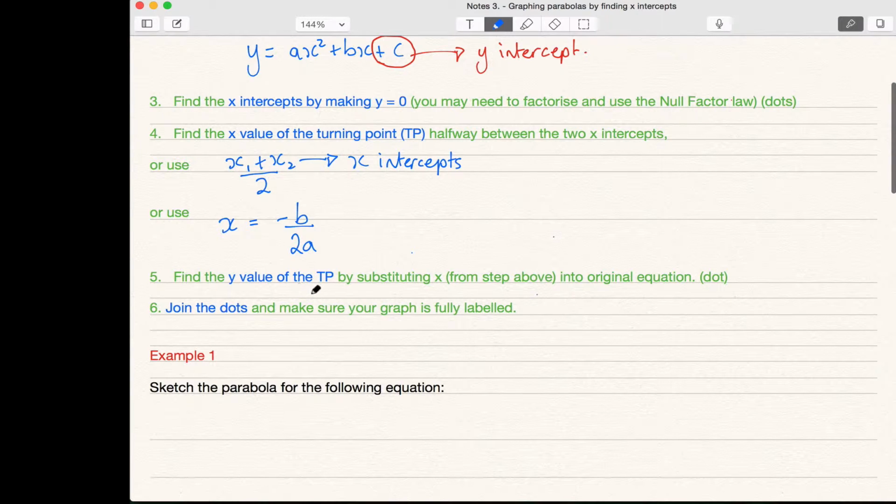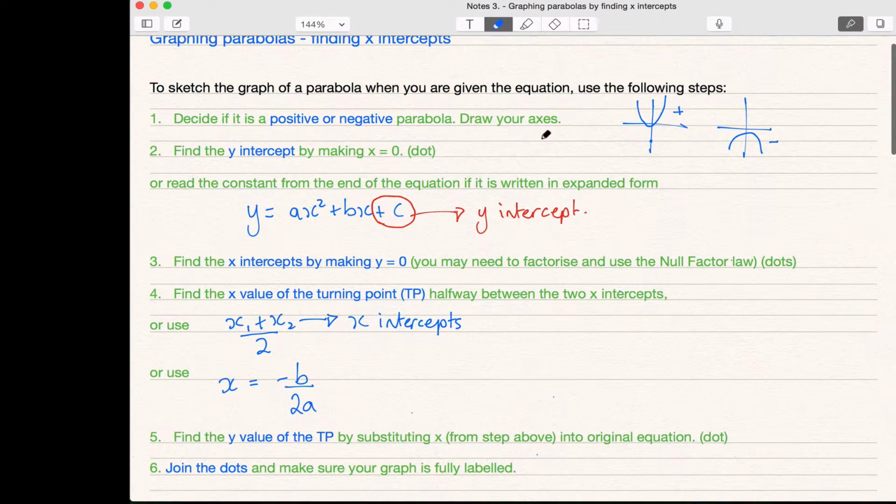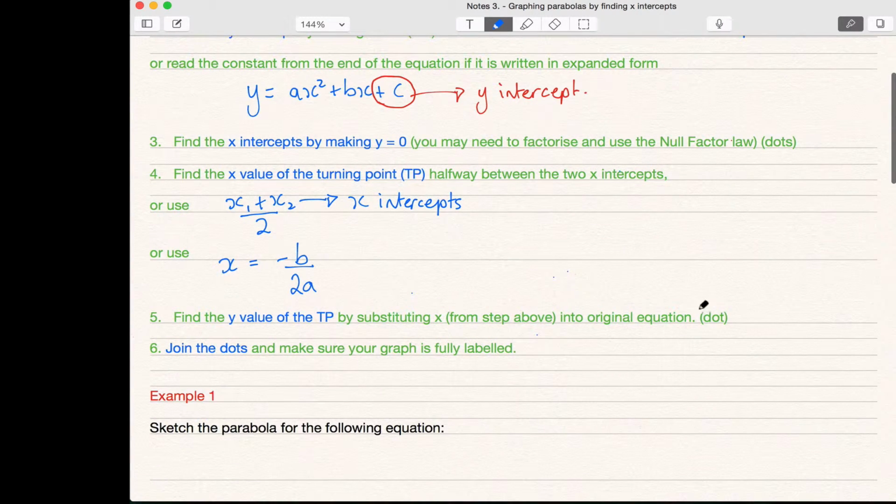Step 5, find the y value of the turning point by substituting the x value that you found in step 4 back into your original equation. That's the one you were given right at the very beginning. Put a dot when you find that value. And the final step is to join all the dots up and make sure your graph is fully labelled.